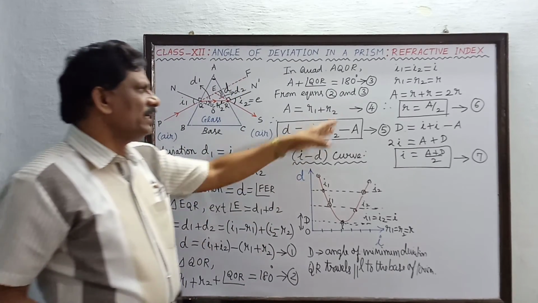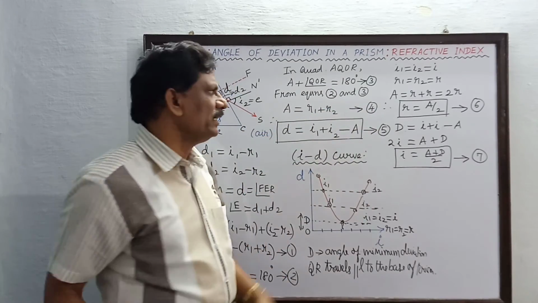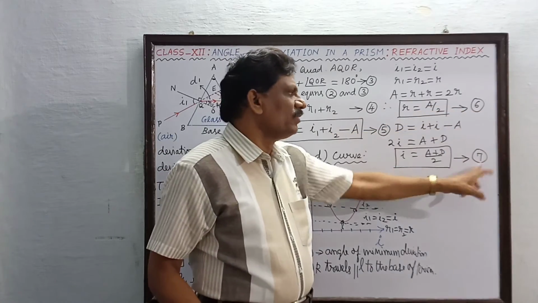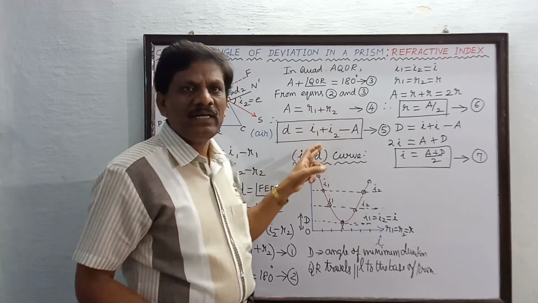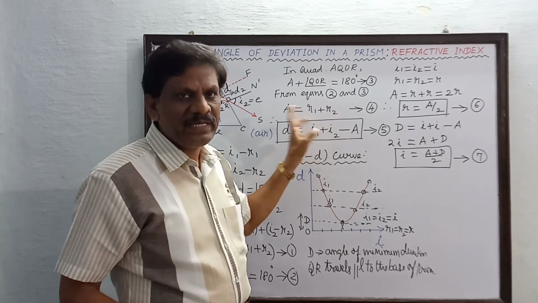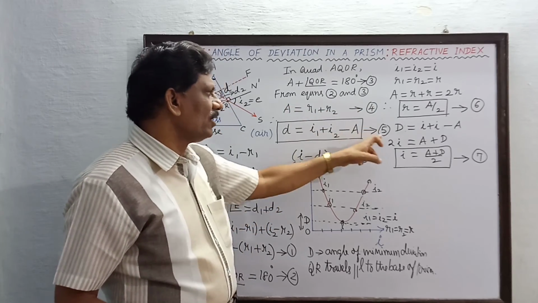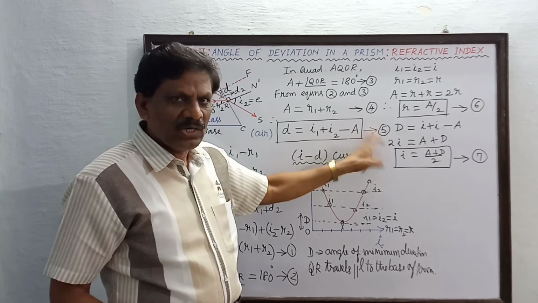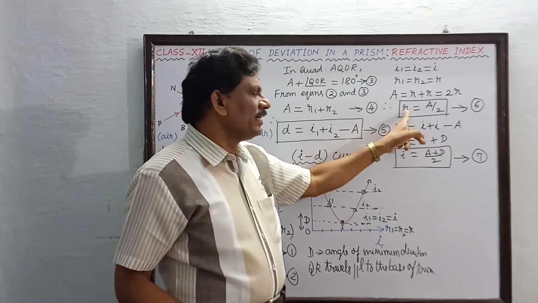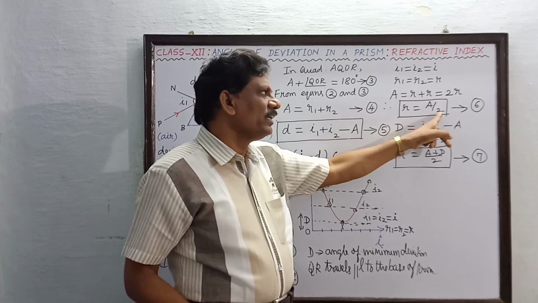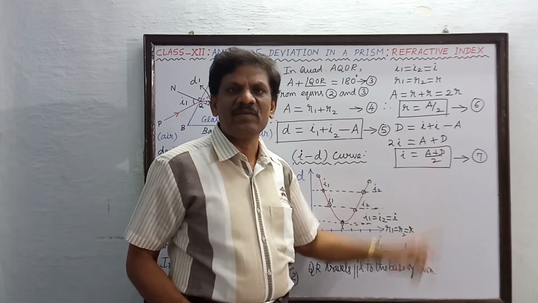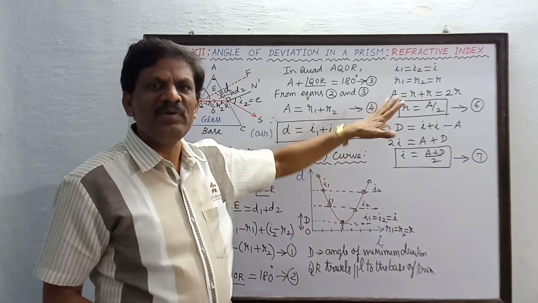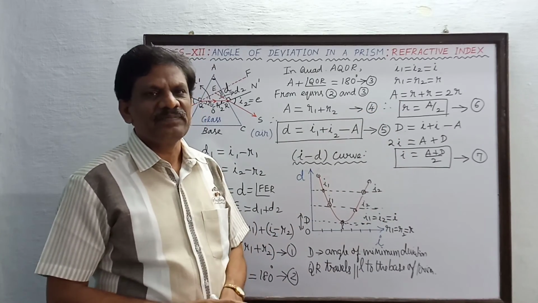So the previous equations 4 and 5 only take a new form like equations 6 and 7. Are you all feeling that we have substituted R1 is equal to R2 in equation 4 and I1 is equal to I2 in equation 5? Good. So finally we get that angle of refraction is equal to A by 2 and angle of incidence is equal to A plus D divided by 2. Understand? This is in the minimum deviation position.